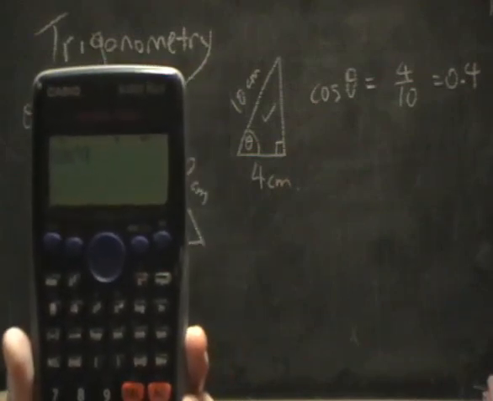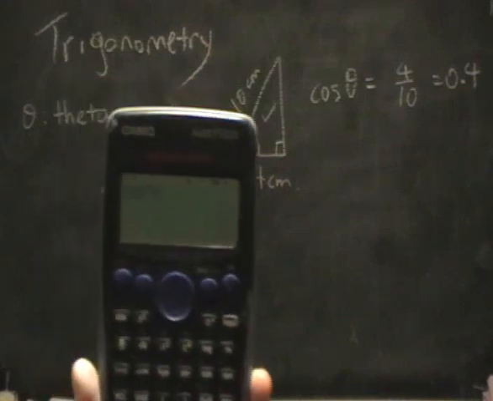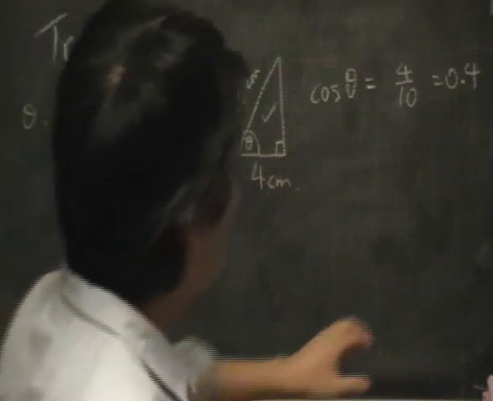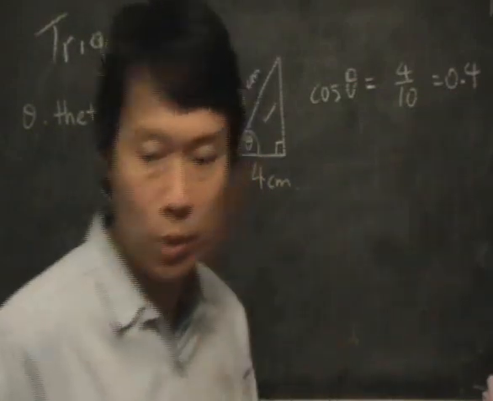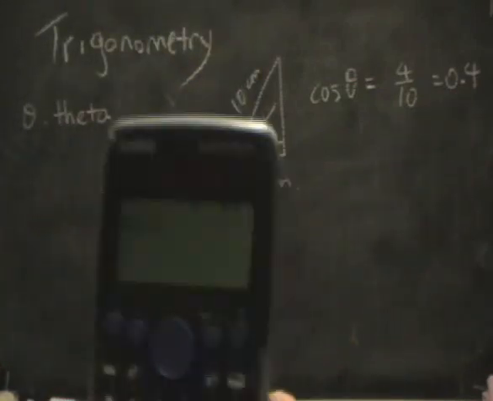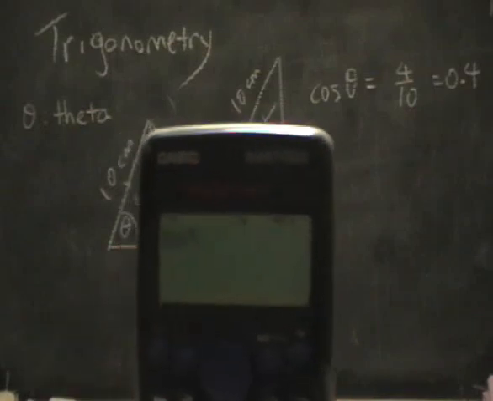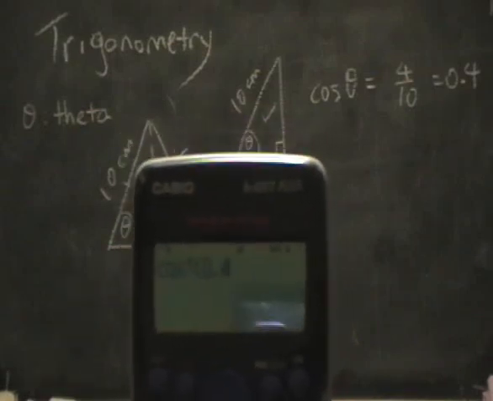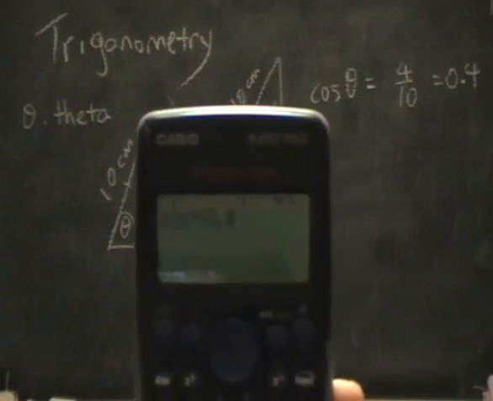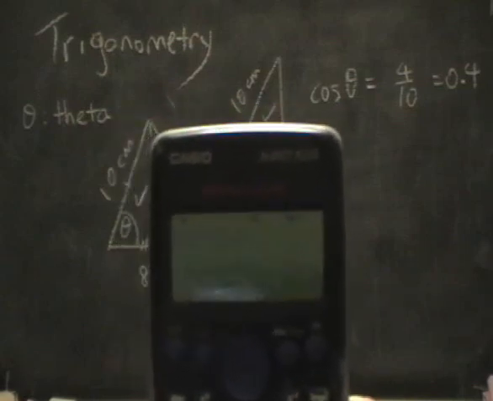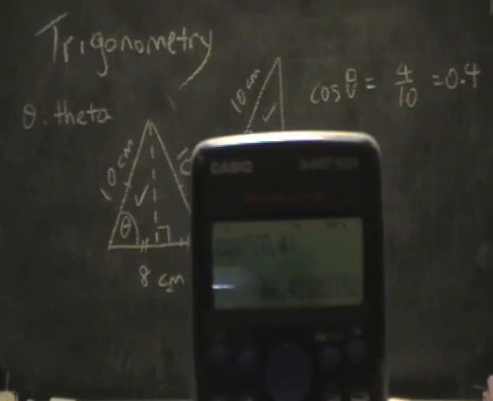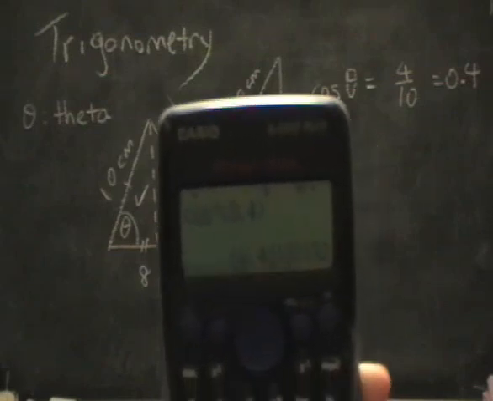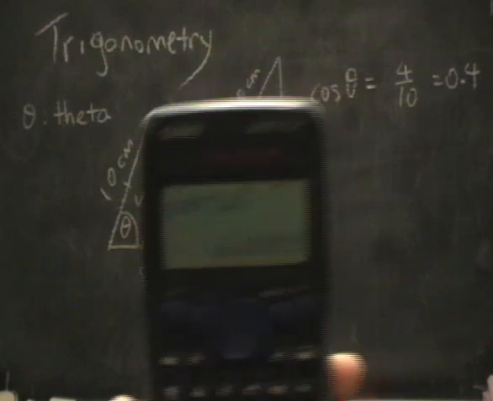And then I know that the cosine is 0.4. So I would do cosine -1 of 0.4. I'll close the bracket and press equal. And the answer is 66.42 degrees.